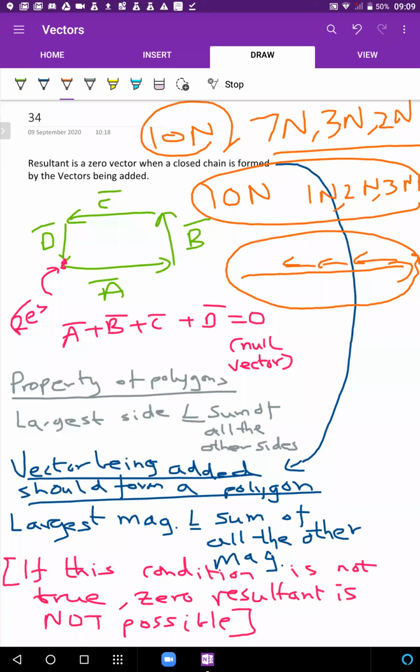And does that make sense? If one person applies a force of 10 Newton and there are 3 other people applying forces of 1, 2 and 3, can you ever get zero resultant? Even together, these 3 people cannot cancel this force. Its force was 10, and these 3 together can only apply a force of 6 max. Right?